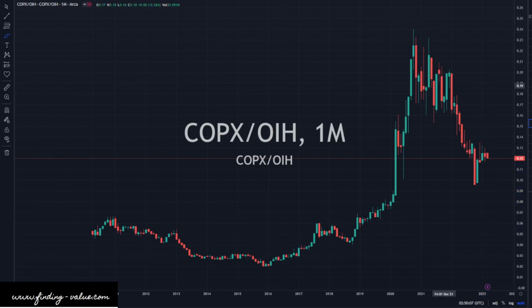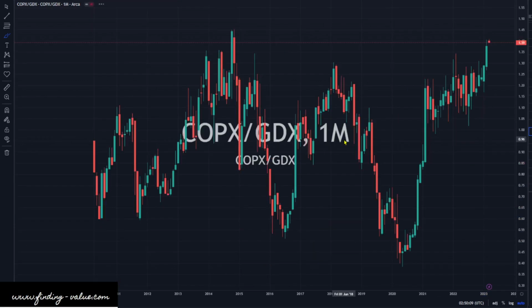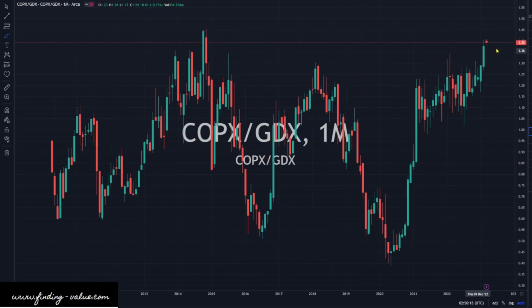And then looking at copper, copper against OIH, I would say OIH is going to continue to outperform COPX. So energy service companies have the upper hand there. And then COPX versus GDX. GDX is very cheap up here in relationship to copper. We could see this come back down at some point where gold outperforms copper, and then GDX, the ETF, will outperform COPX, the ETF for copper.